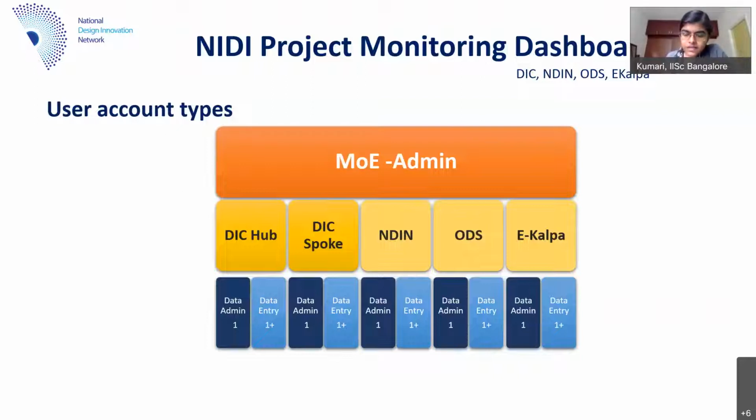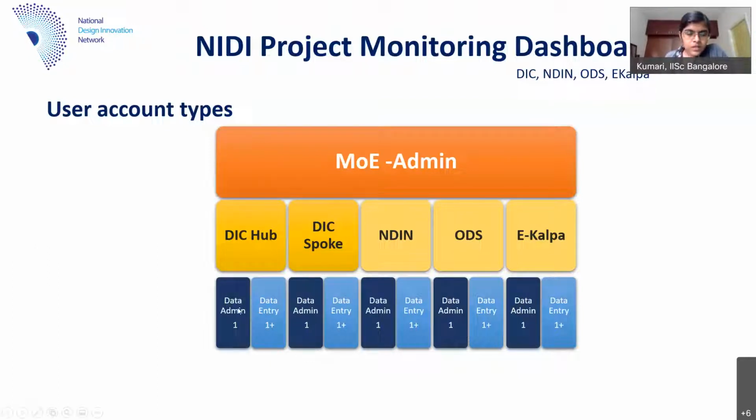First we have the MOE admin user, who will have data from all DICs. With respect to the DIC's perspective, each DIC will have an admin user account who will be the coordinator, and DICs can have as many data entry users as they want. You can add multiple users who would enter the data, but all this data has to be approved by the admin user before it is visible to the MHRD's view in their account.